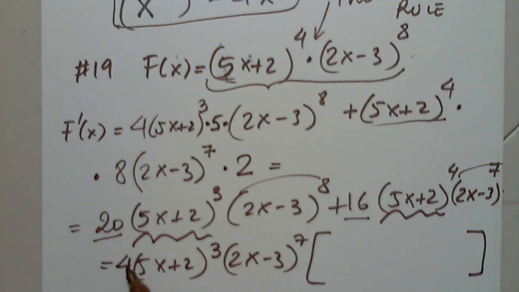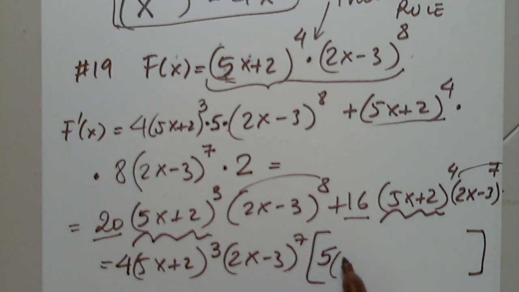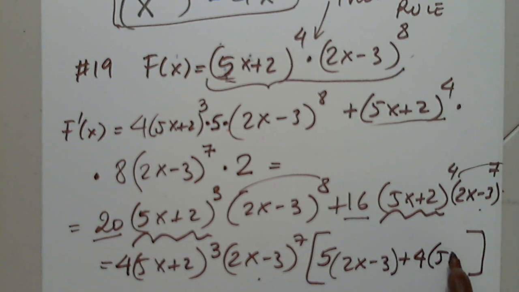From 20, I took out a 4, so there is a 5 left in. These are completely out, but from 8 of those, I only took 7 out, so I have a 2x minus 3. From 16, I have a 4 out, so I have plus 4. This is completely out, but I have 4, and I removed only 3. So I have 5x plus 2.